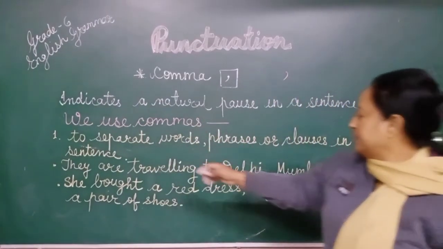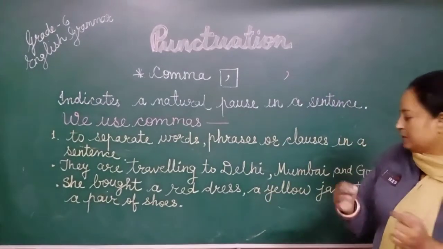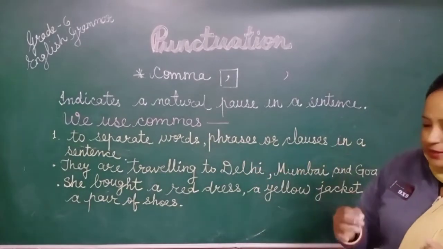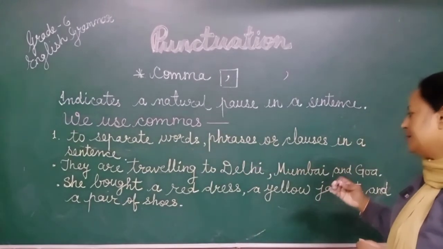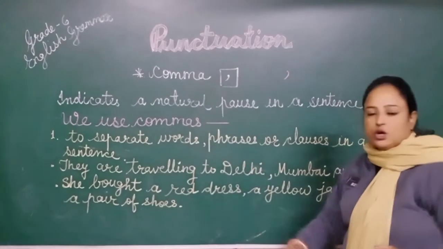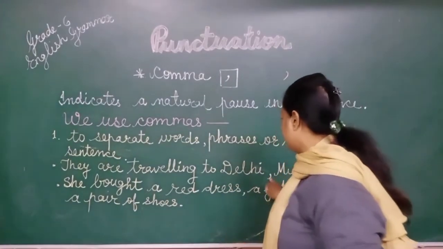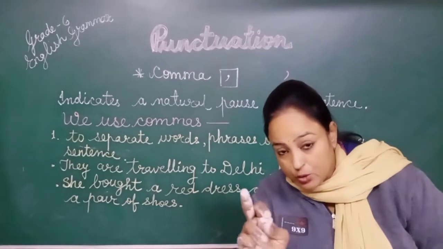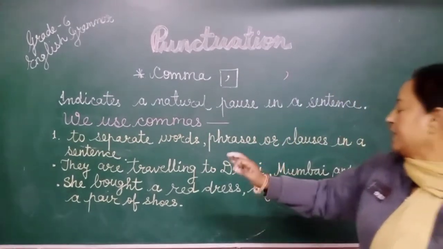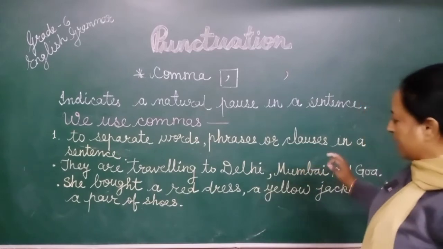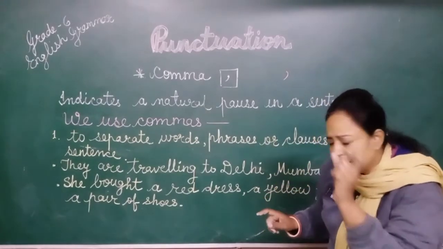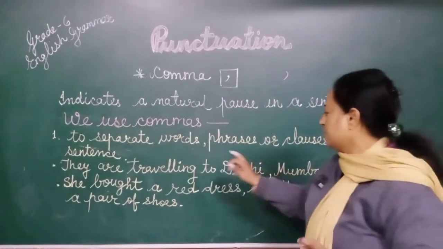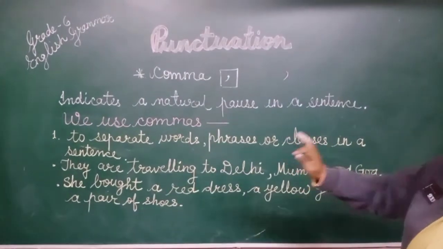For example, they are traveling to Delhi, Mumbai and Goa. Second, she bought a red dress, yellow jacket and a pair of shoes. You can see here I use comma here, Delhi and Mumbai. दोनों states के बीच में वहाँ पे मैंने I use comma there to separate states. They are traveling to Delhi, Mumbai and Goa. So a small pause I give here so that you can understand this sentence properly.